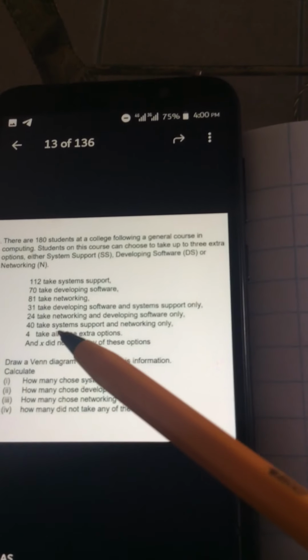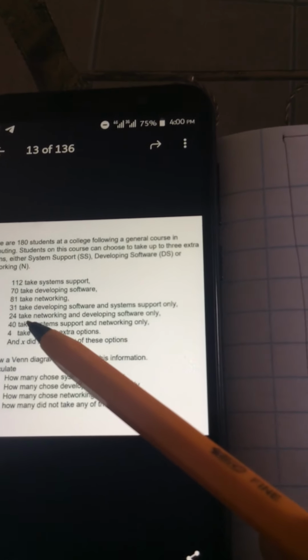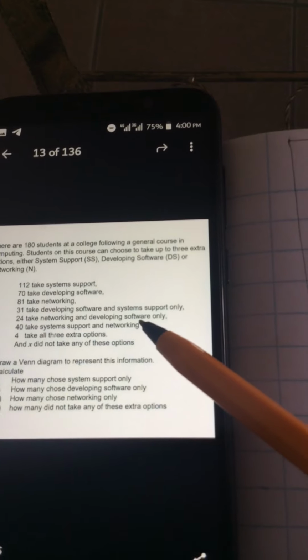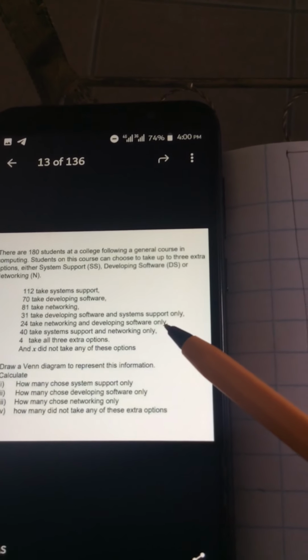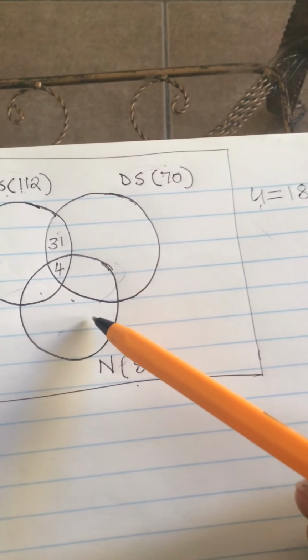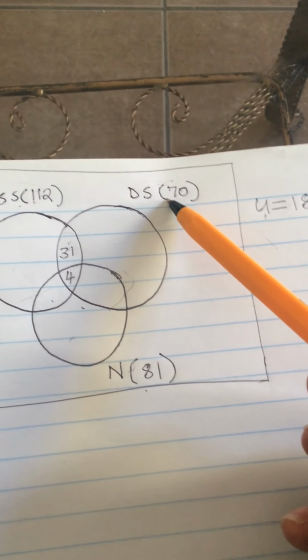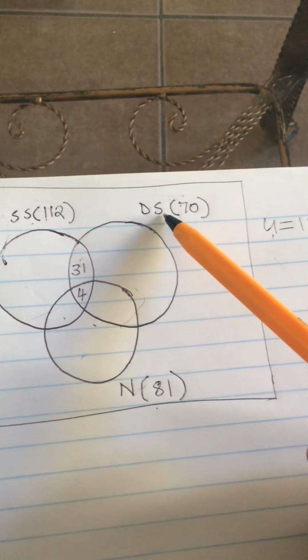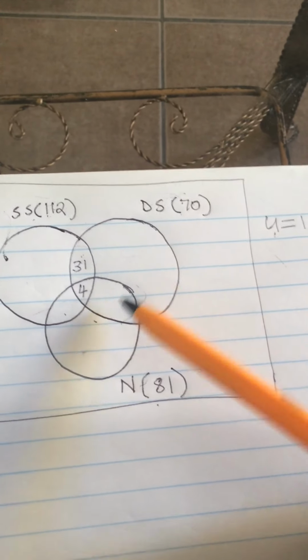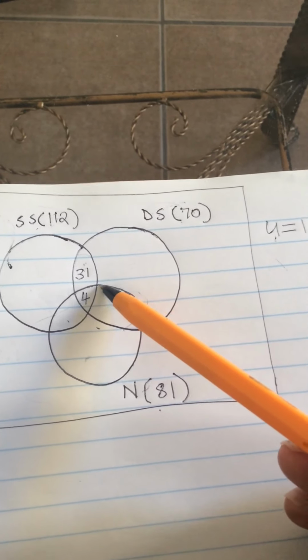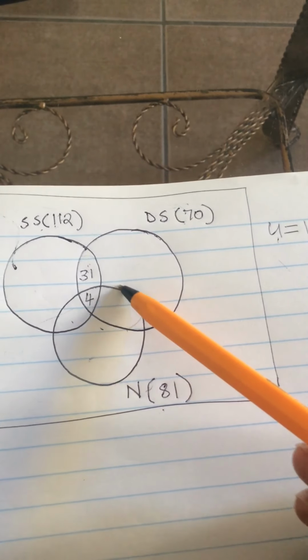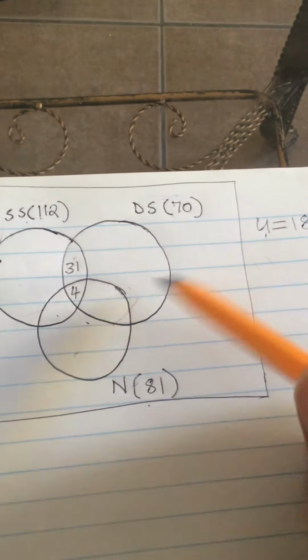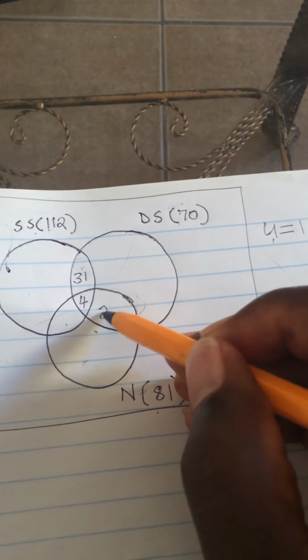The other one is also only, 24. They take networking and developing software only. Networking and developing software, 24, they are taking only those two. So where networking and development software are intersecting only, it's at this intersection, it's here only. So I record there 24.